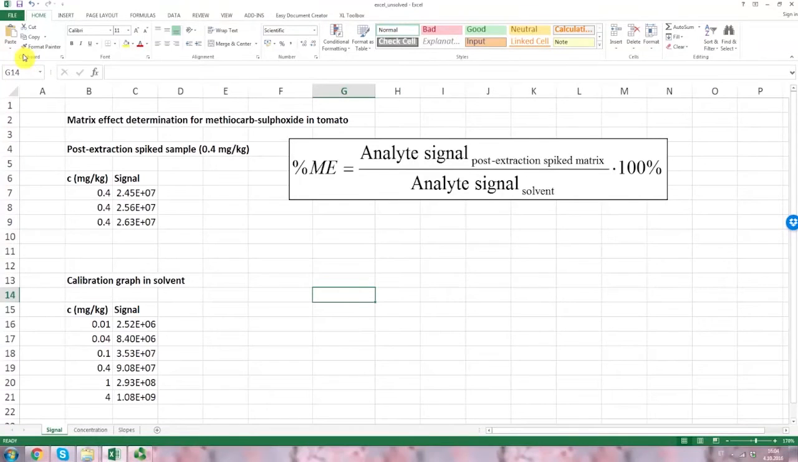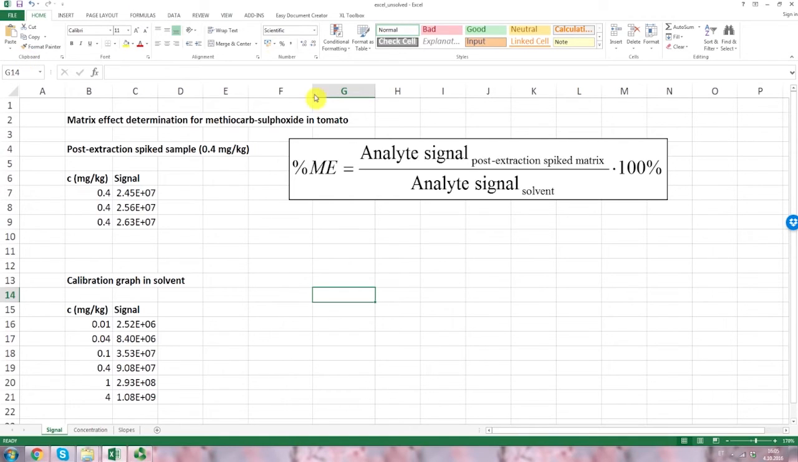Welcome to calculating matrix effect in a spreadsheet session. First of all, we are going to see how to calculate matrix effect based on the analyzed signals. We will see it on the example of methiocarb sulfoxide determination in tomato matrix.